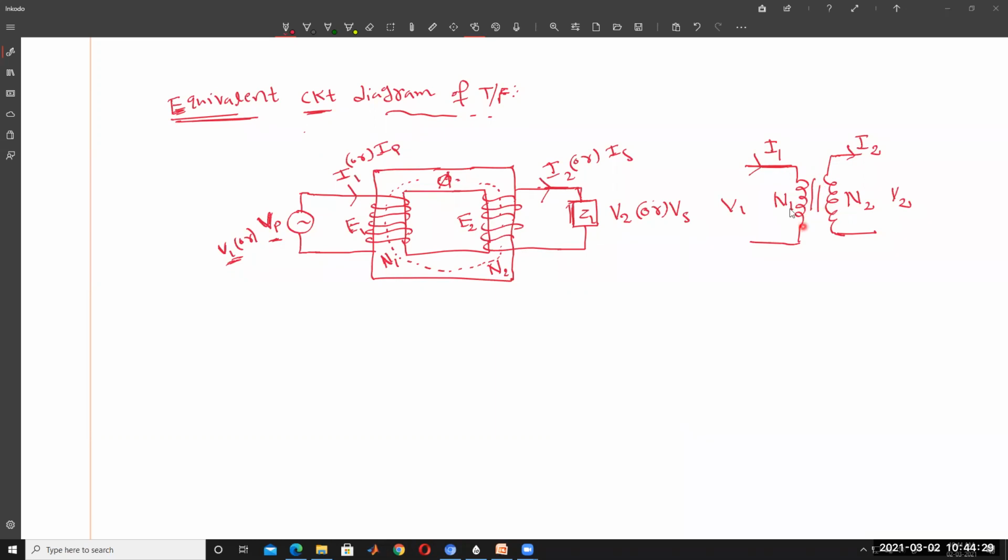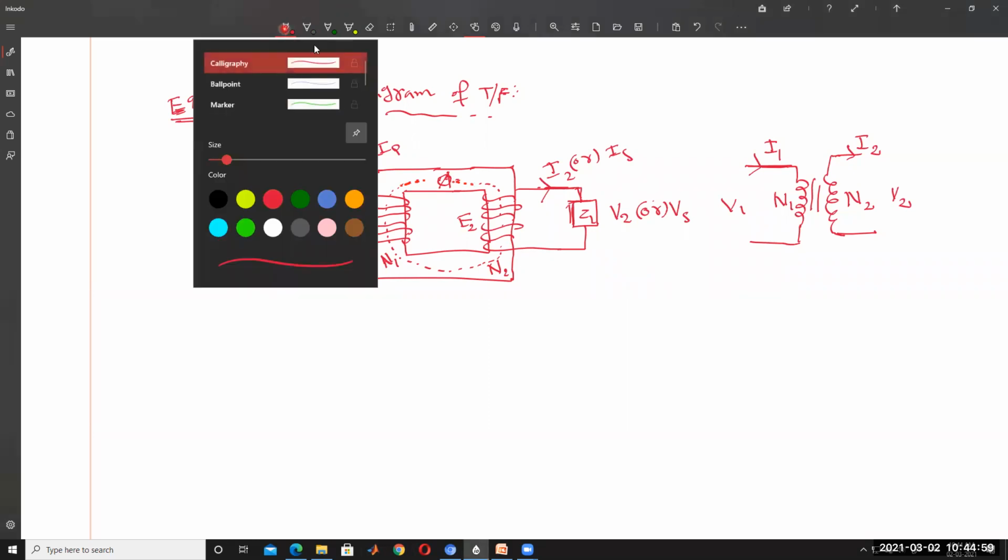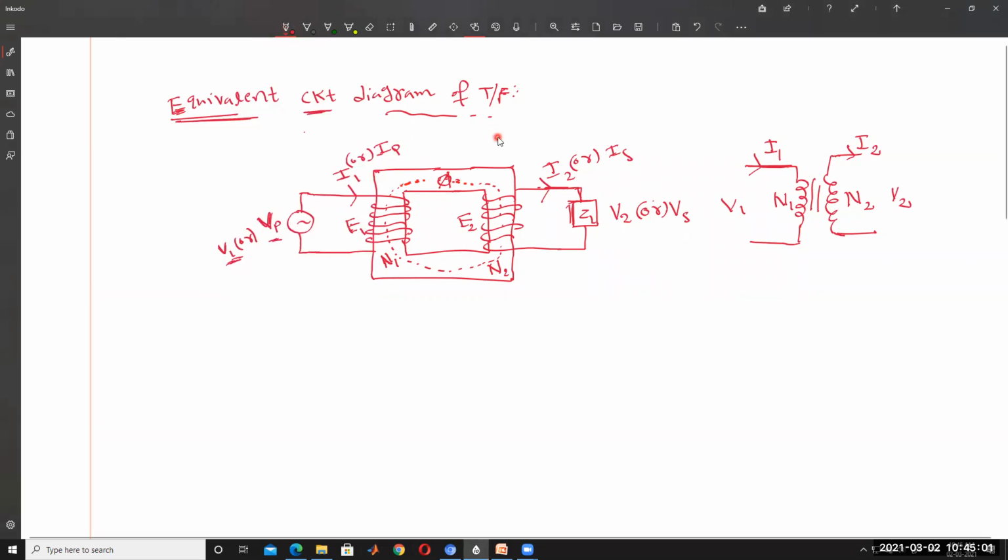Generally you can call this the ideal transformer, without including winding resistance, winding reactance, and leakage. You know well that this flux links the primary to the secondary. When this flux links the primary to the secondary, it is called the useful flux. Understood? This flux is called the useful flux.